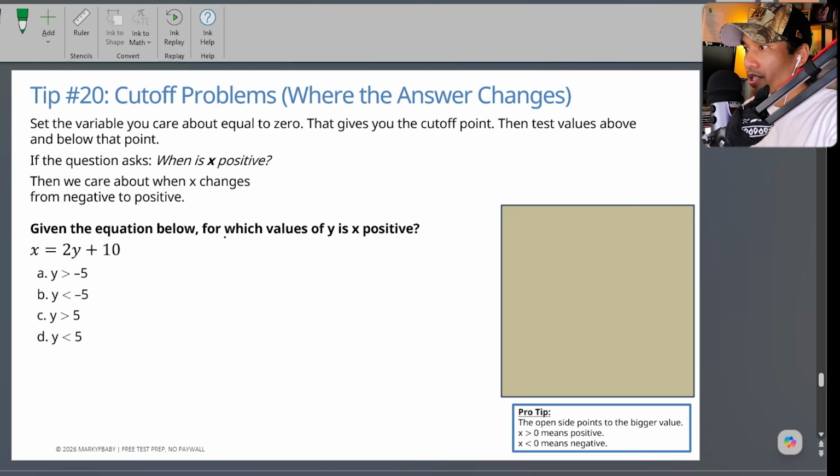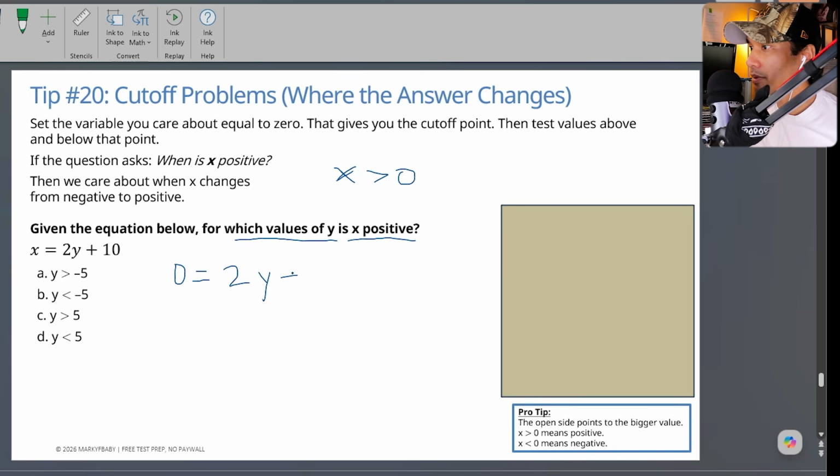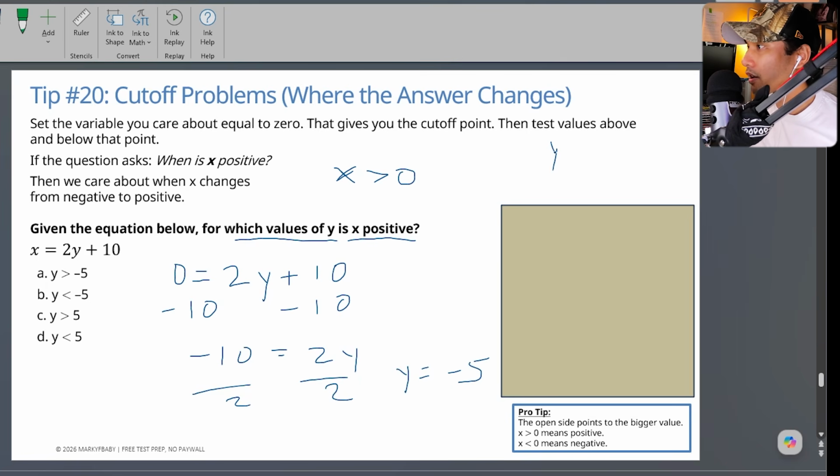Given the equation below, for which values of y is x positive? So we're looking for positive values of x. Let's first find the cutoff where x equals 0. 0 equals 2y plus 10. Then we go minus 10, and we get -10 equals 2y. Divide by 2, we get y equals -5. That is our cutoff, -5.